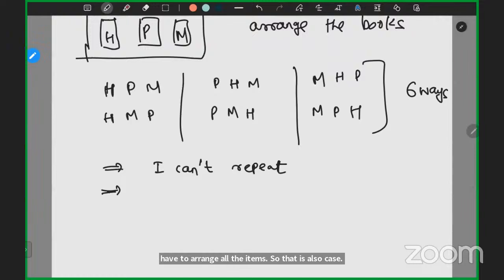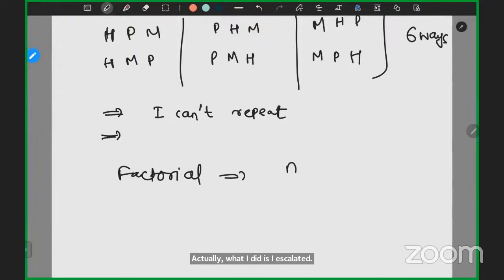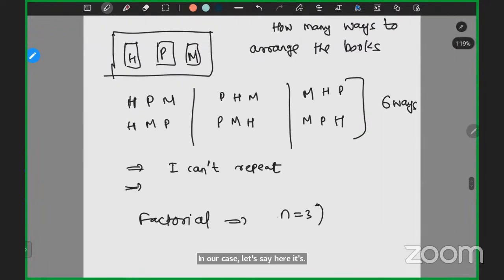In those cases, we use factorial. Actually, what I did is factorial. Factorial is represented like this. You have n as a number. In our case, here it's three, because we have 3 items. And we take the factorial of this. So we denote it by, what do you call this?